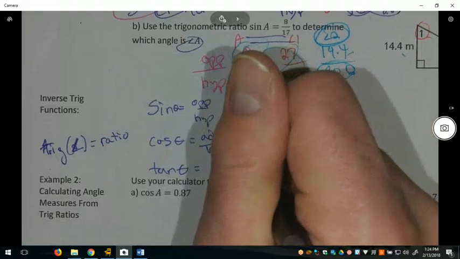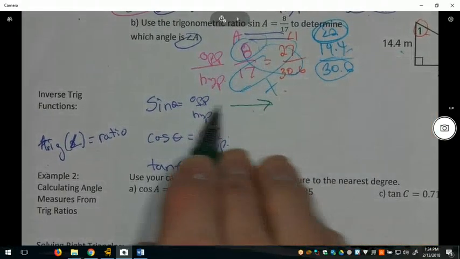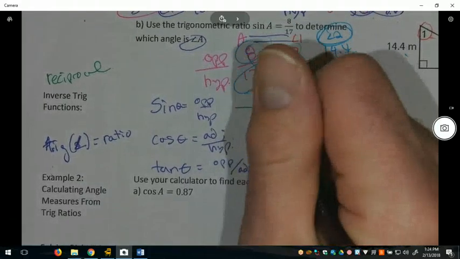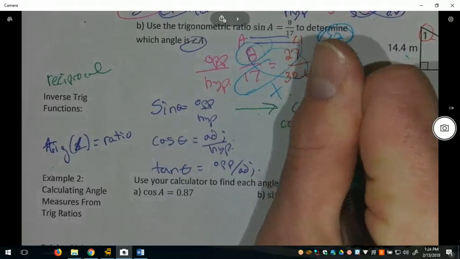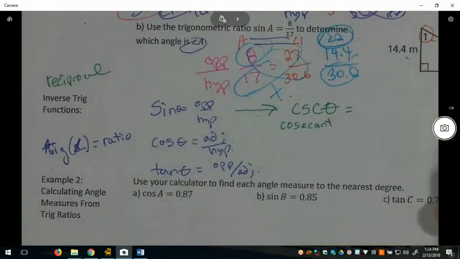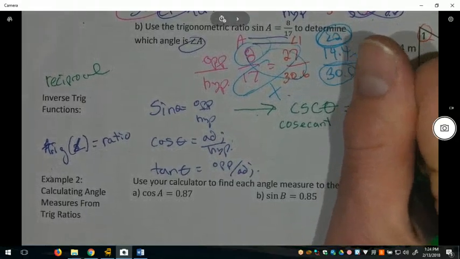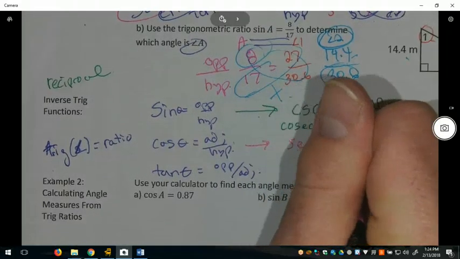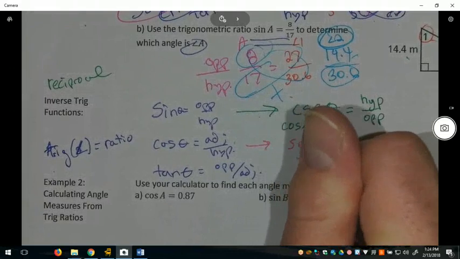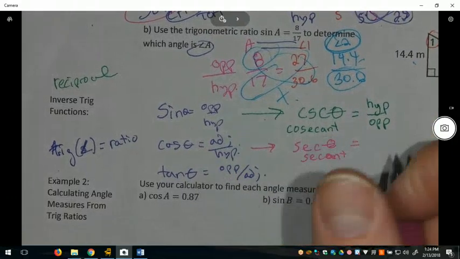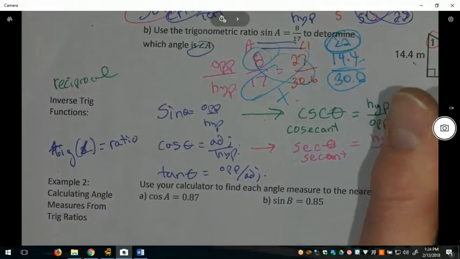Along with sine, its cofunction, sometimes called the reciprocal trig function, is cosecant. It's written cosecant, but it's abbreviated CSC. Cosecant is the reciprocal of sine. It is the hypotenuse over the opposite. We also have secant, which is the cofunction with cosine. Secant is defined as the reciprocal of cosine, hypotenuse over adjacent.